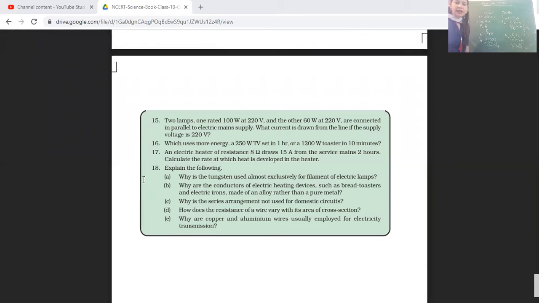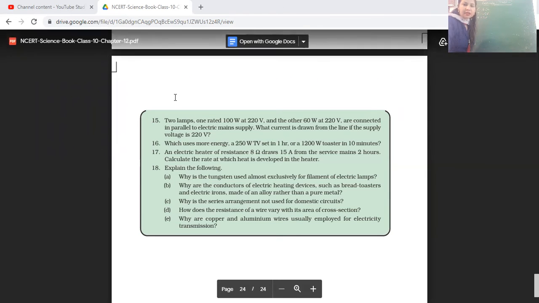17th question. 18th question is conceptual. We have already covered it side by side. So this is your last question of the exercise. 17th question. It is again based on Joule's law of heating. The question is: an electric heater of resistance 8 ohm draws a current of 15 ampere from the service mains for 2 hours. Calculate the rate at which heat is developed in the heater.